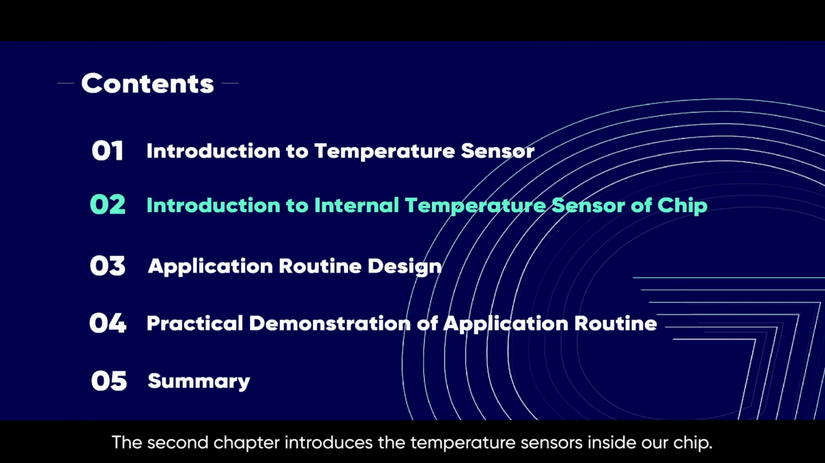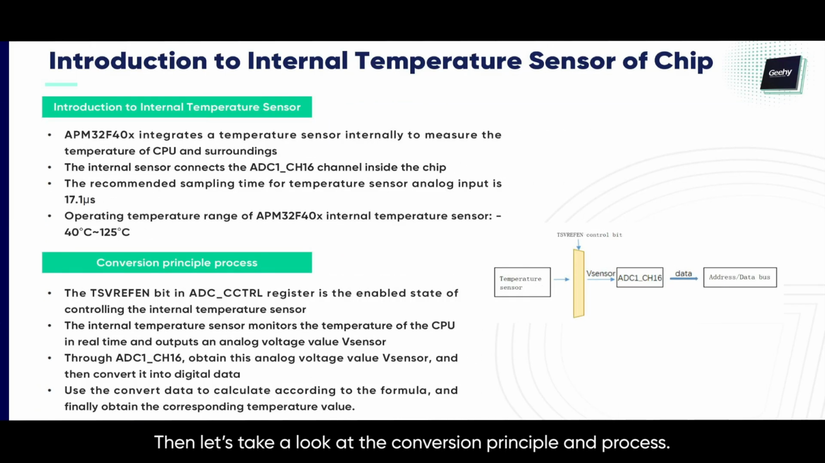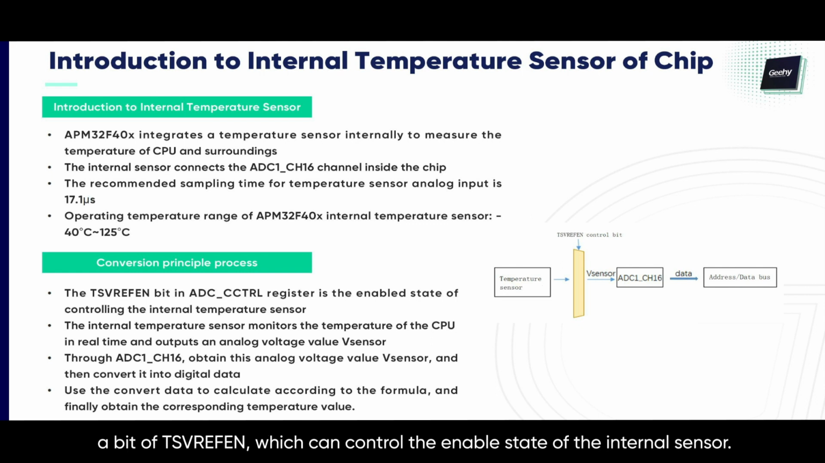The second chapter introduces the temperature sensors inside our chip. Then let's take a look at the conversion principle and process. There is a control bit in the ADC_CCTRL register, a bit called TSensor, which can control the enable state of the internal sensor.